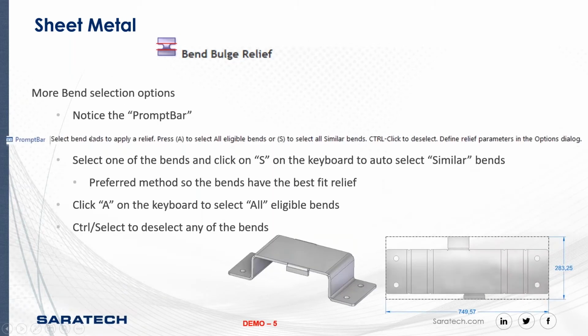So one thing about the prompt bar with the bend bulge release, always look at the prompt bar because it's going to tell me to select the bend ends. To apply a relief, press A to select all eligible bends, or S to select similar bends, or Control-click to deselect, and define the relief parameters in the options dialog. So the computer is always going to tell you exactly what to do.